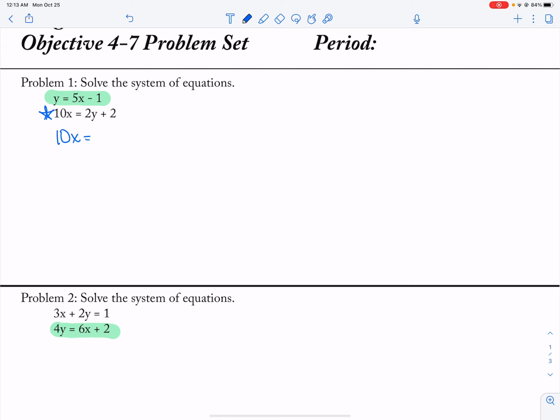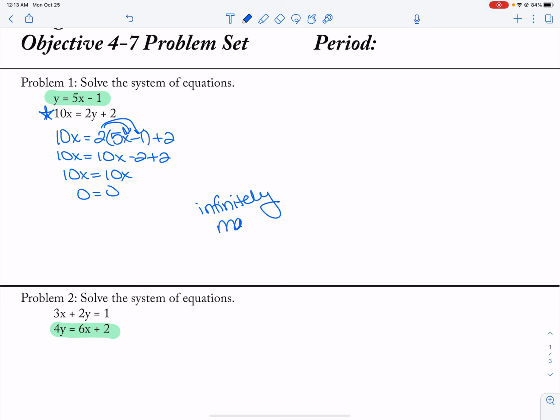So my 10x is equal to 2 times my y, which is 5x minus 1, and then plus 2. So 10x is equal to 10x, I'm distributing, minus 2 plus 2. Oh, interesting. So I get 10x is equal to 10x, which means that 0 is equal to 0. Remember, in these situations, when I get 0 is equal to 0, or something that's true, like 10x is equal to 10x, then this is infinitely many solutions.